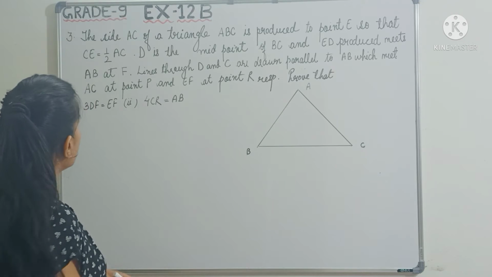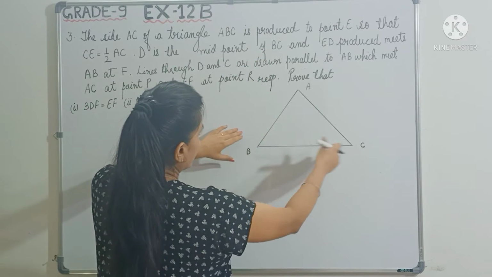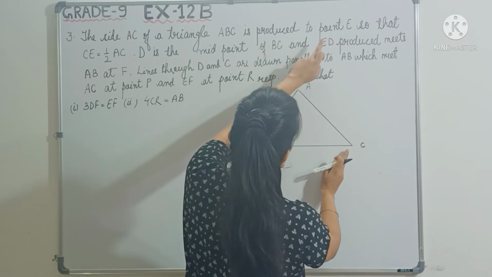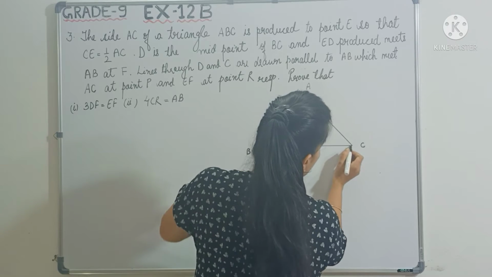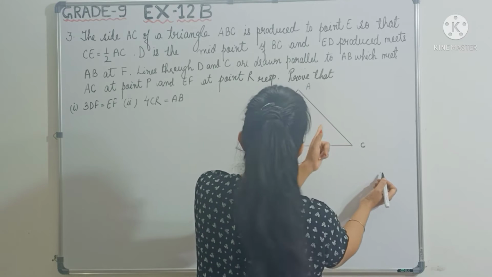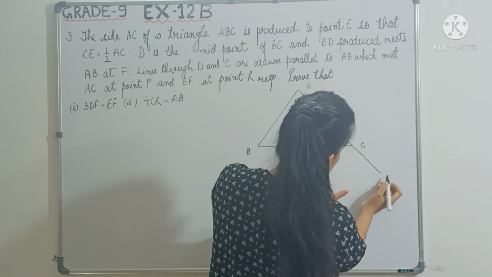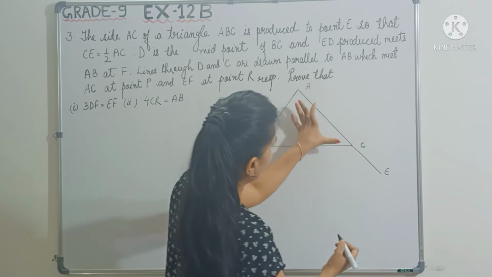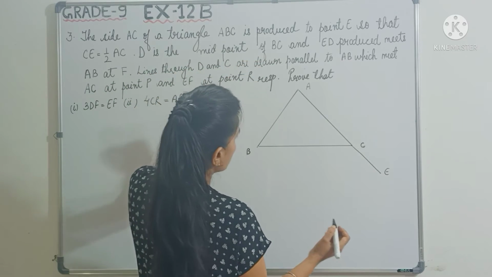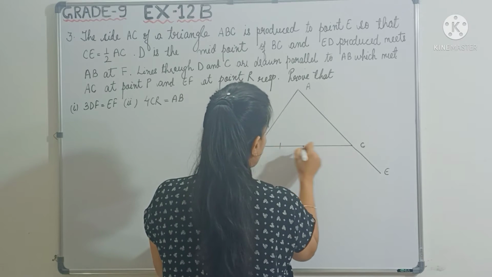Now, the next question is, the side AC of a triangle ABC is produced. So let's take a triangle ABC, and here the side AC. This side is produced to point E so that CE will be half of AC. So let's produce it in such a way that this CE should be equal to half of AC. Alright. Now D is the midpoint of BC. So these two will be equal to each other.